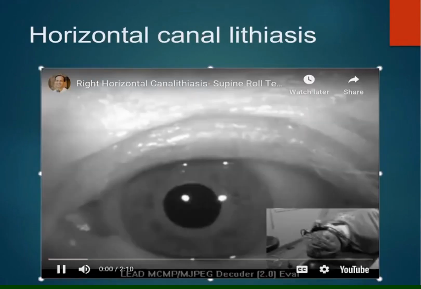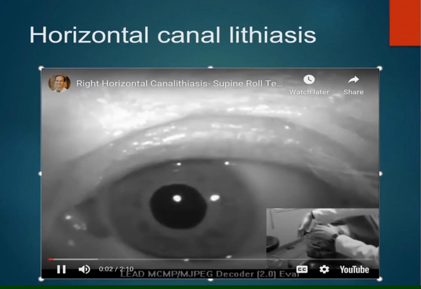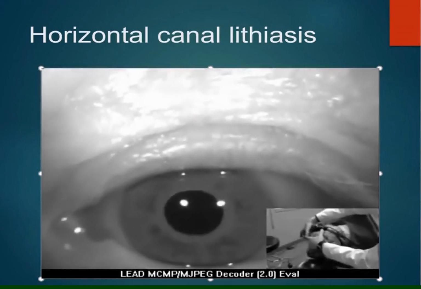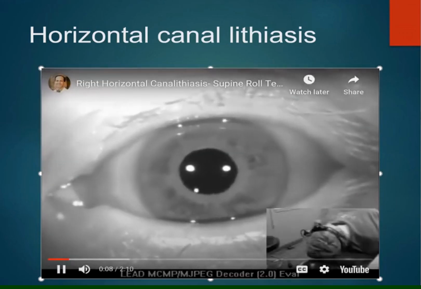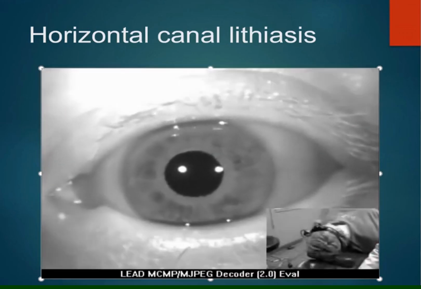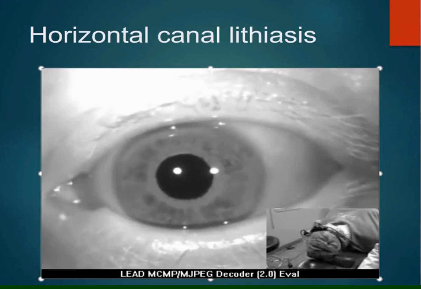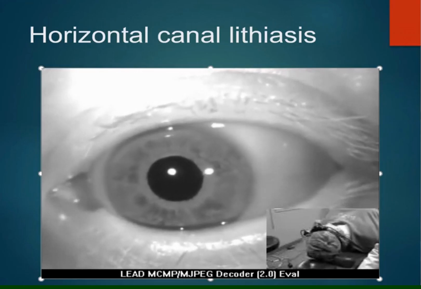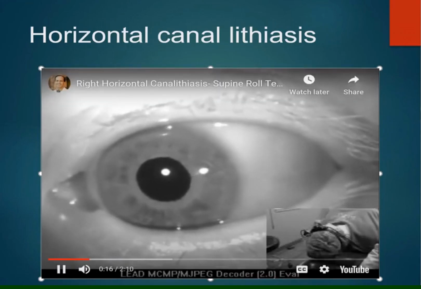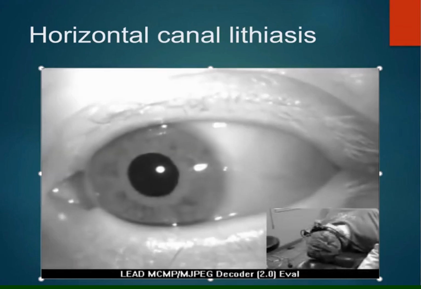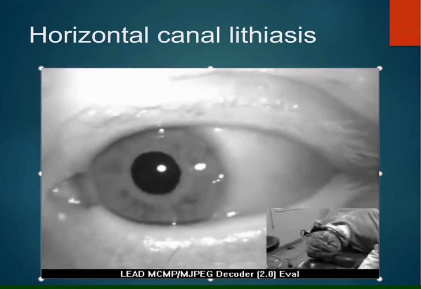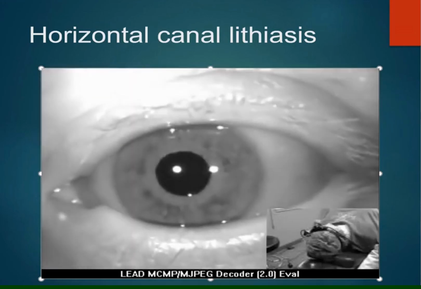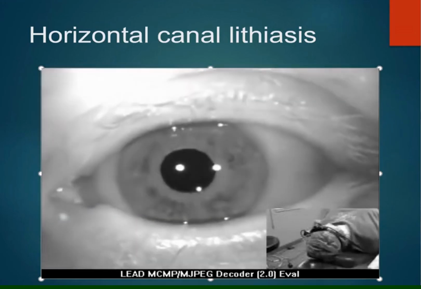And now the eyes are beating to the left. And do you have a little dizziness there? Yes. Okay, let's just see how long that lasts. That's what we expect when there are crystals in the horizontal canal. It took a while for it to do that.